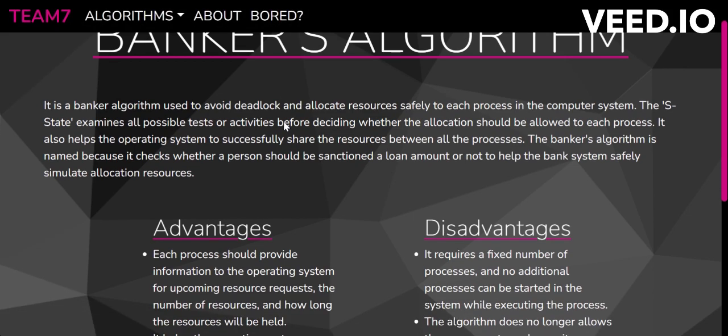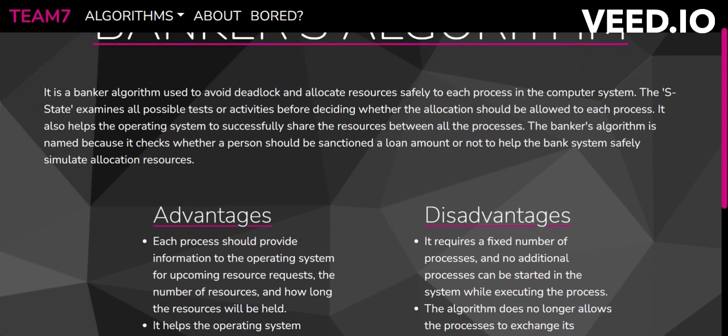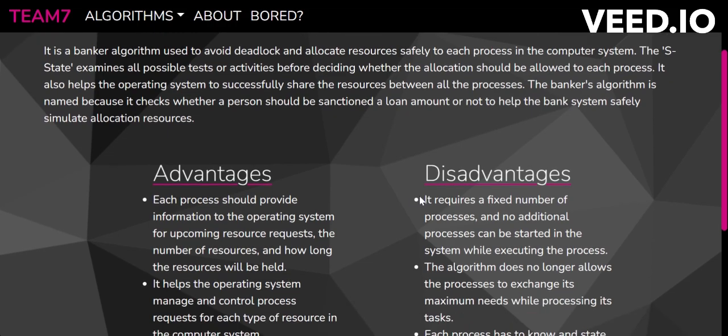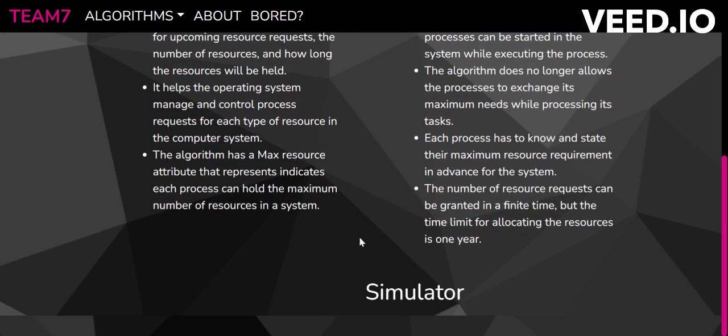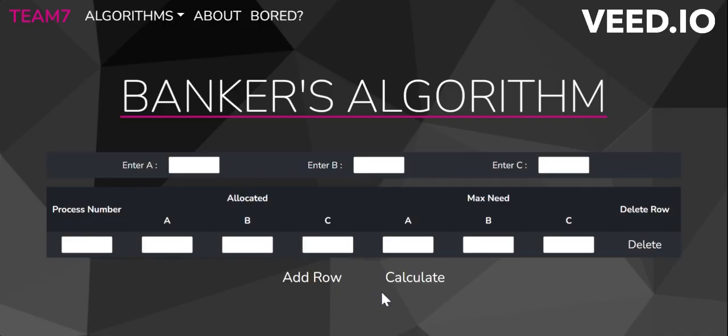Banker's algorithm is a resource allocation and deadlock detection algorithm that tests for safety by simulating the allocation of predetermined values. It is a combination of two main algorithms, that is safety algorithm and resource request algorithm, and it is mainly used in the banking system to check whether the loan can be sanctioned to a person or not. Here are some advantages and disadvantages of the banker's algorithm, and by clicking on the simulator we will get into the simulation page.